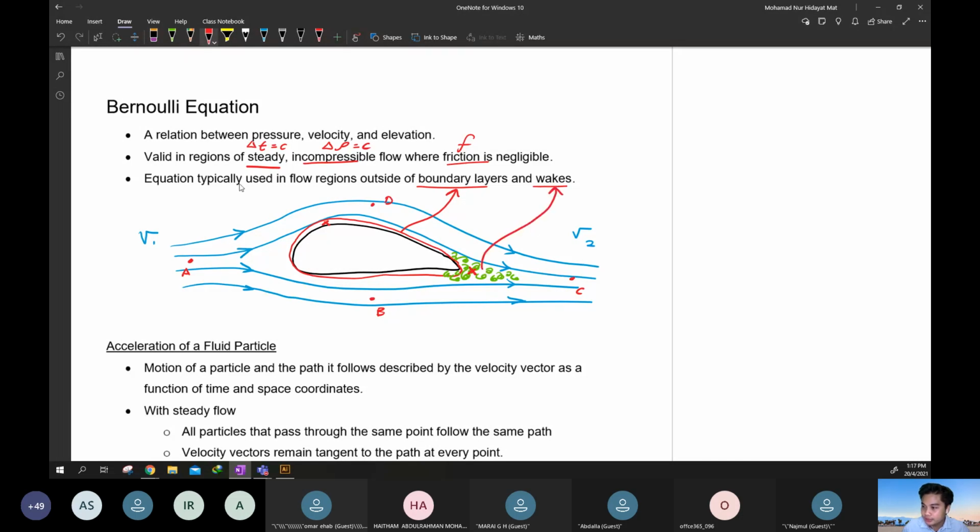So, the equation typically used is outside of this boundary layer. That means the Bernoulli equation can be used at points A, B, C, and D, but cannot be used nearest to this point, inside this region. Because this region we call unstable. There is a change of property over time, so that means it is unstable. Okay, so far clear? Yes, doctor.